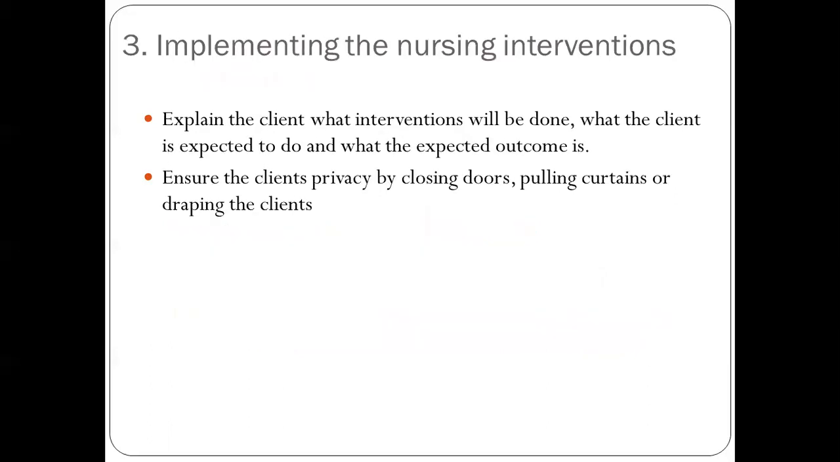The third step in the implementation process is implementing the nursing interventions. You can implement all the activities you have planned. You have to explain to the client what the client is expected to do and what your expected outcome is. Also, if the client requires any privacy, like closing the doors, pulling the curtains or draping the client, you have to do that and make the client comfortable. That is the foremost thing.